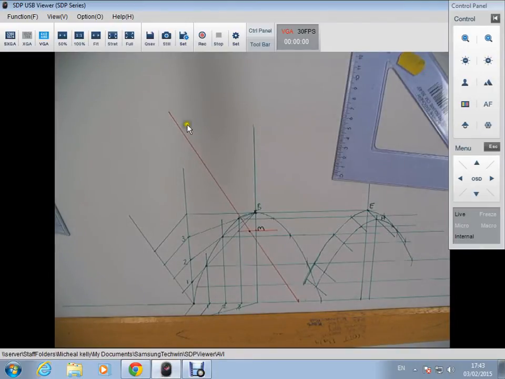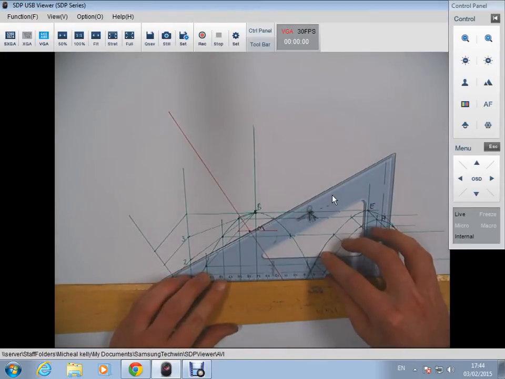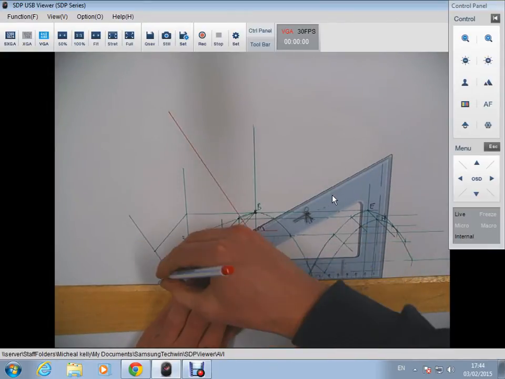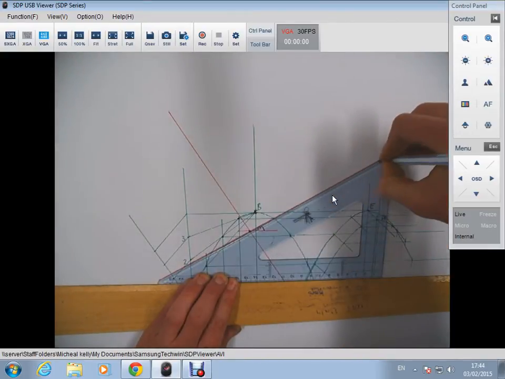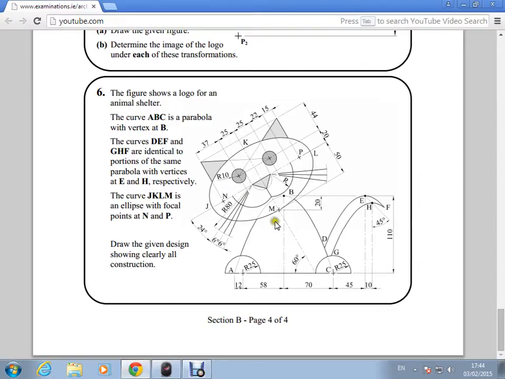Now, my major axis is going to be at 90 degrees to this line here. Since this line is going at 60 degrees, a line at 90 degrees to 60 degrees will give me 30 degrees. So from the point M, I'm going to take a line at 30 degrees to give me a line that will be parallel to my major axis. Just going to extend that down the page.